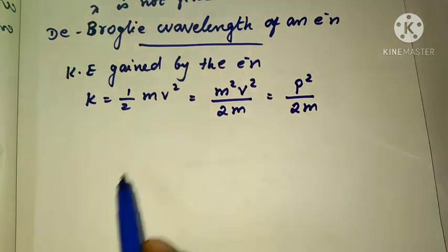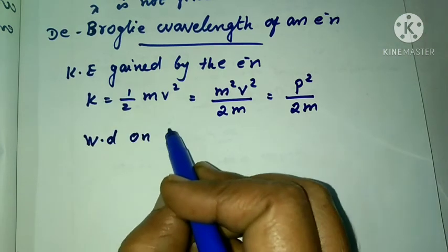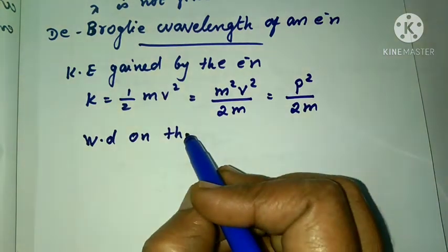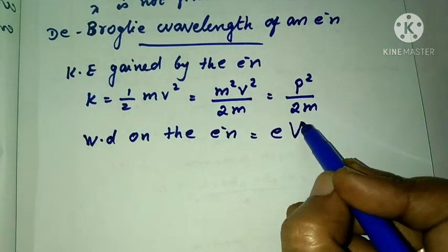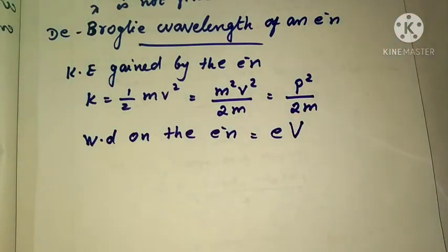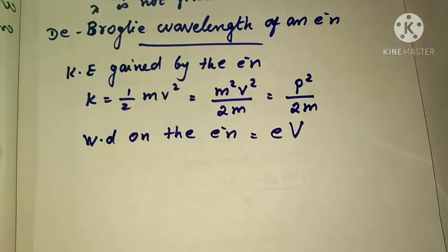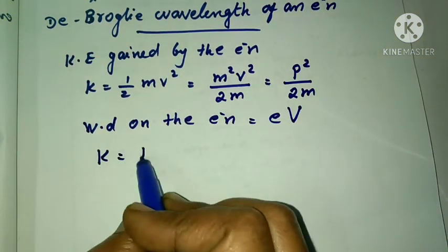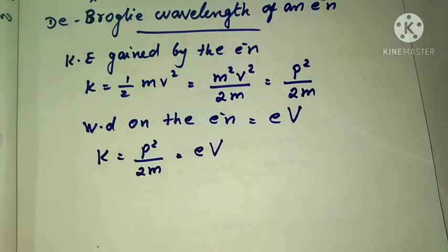Okay. So we can write the work done. So the work done on the electron by the electric field, that is equal to e into V. That is work done equal to q into V. You already studied that. So here the charge of the electron, that is e into V. So from the above equation we can write K equal to p square by 2m, that is equal to eV. V is the potential difference.